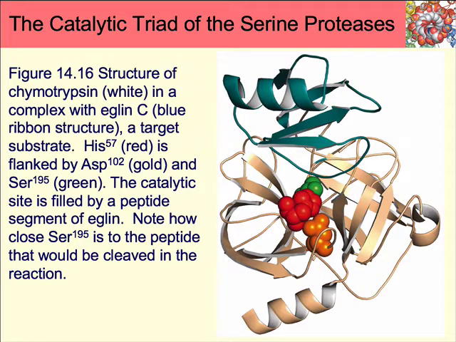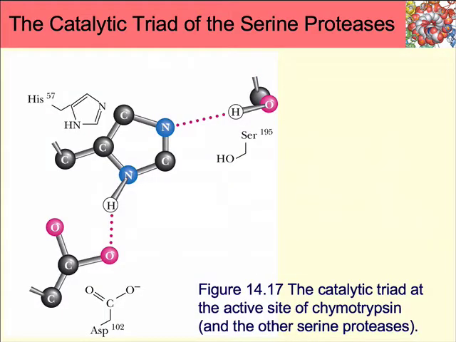Here's a picture of chymotrypsin, a nice structure showing chymotrypsin in a complex with eglin, a model substrate. The chymotrypsin is in the beige or brown, and the eglin is the blue or sort of teal-colored protein molecule in the structure. You can see the three critical residues. The histidine 57 is in red, the aspartate 102 is in gold, and the serine 195 is in green. We're going to talk about what each one of these residues does in the mechanism.